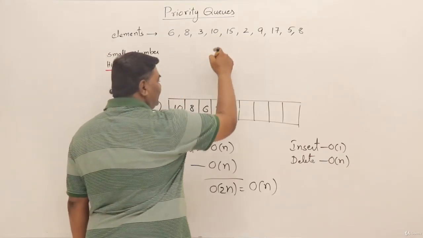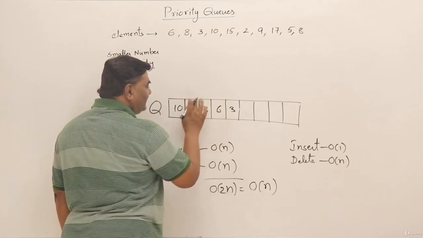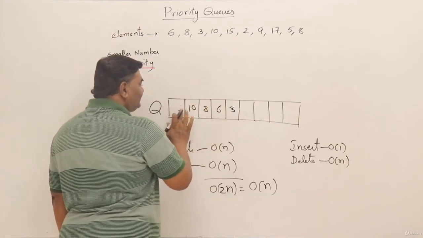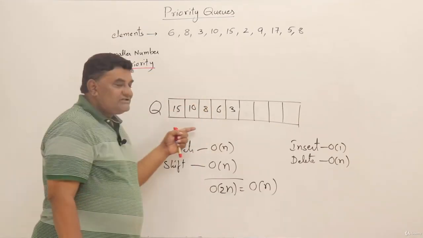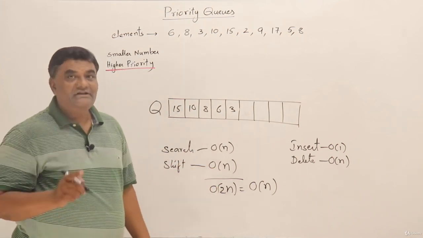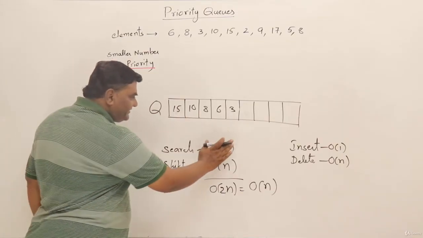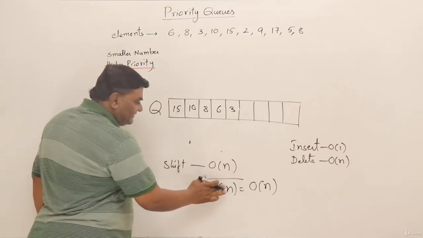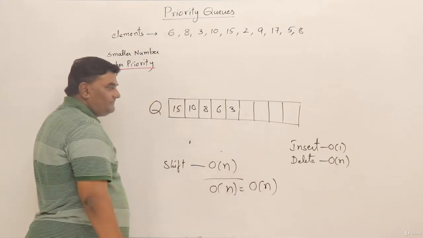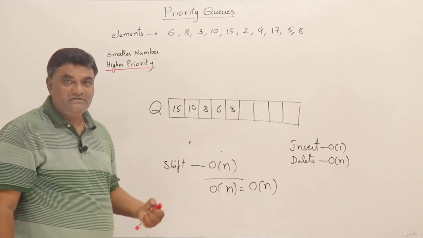So again 15 I want to insert. So move 3, move 6, move 8, move 10 and then insert 15. So this will shift all the elements. So how much time is it taking for insertion itself? It's order of n because I have to shift the elements. So searching I don't need, and shifting is taking order of n time. I have to shift because I have to insert it in the sorted order.